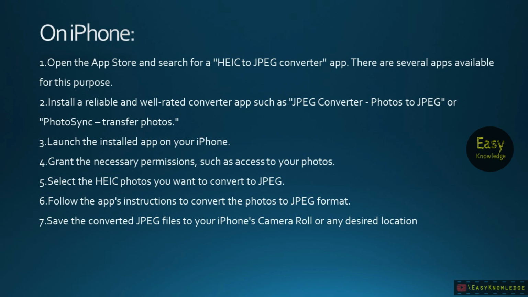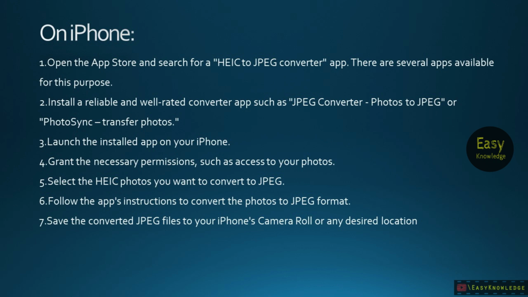3. Launch the installed app on your iPhone. 4. Grant the necessary permissions, such as access to your photos. 5. Select the HEIC photos you want to convert to JPG.